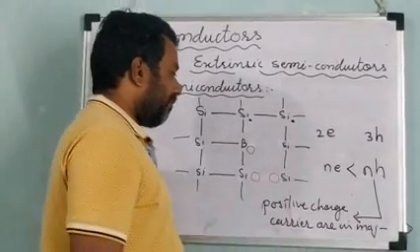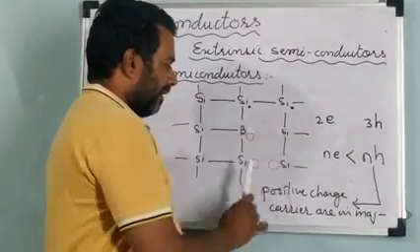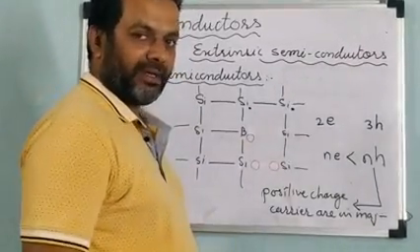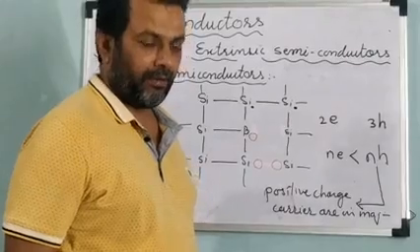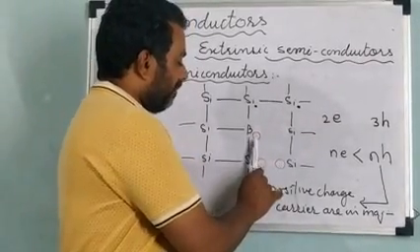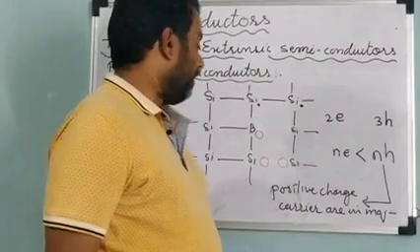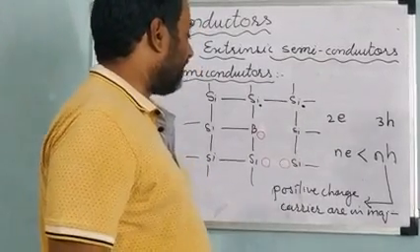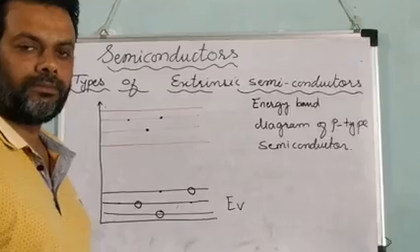Here we can see that because of being trivalent, this boron atom has the capacity to accept the electron. That is why boron is called the acceptor impurity. And this acceptor impurity will have a separate energy level for the electrons, which is called the acceptor energy level. Let us see in detail what the acceptor energy level is.